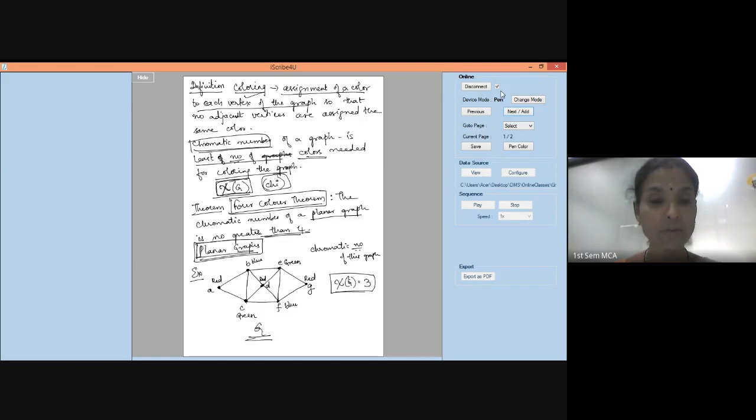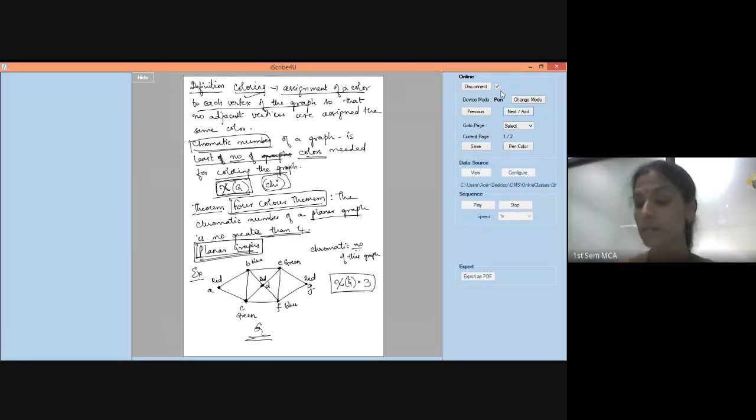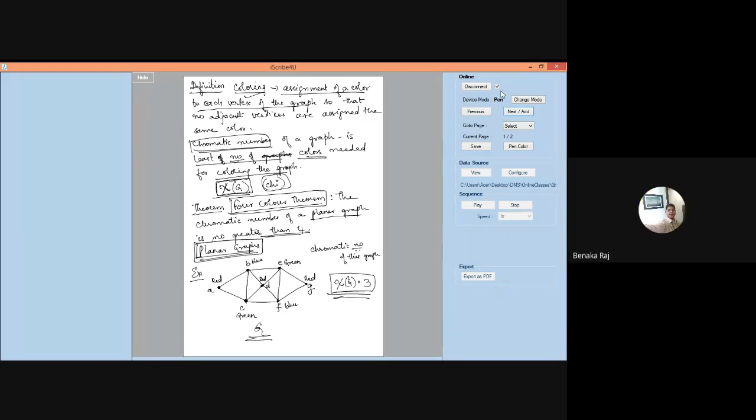Can we color the graph with only 2 colors? No, ma'am. It is not possible because every adjacent vertex should have a different color. It is not possible to do it with 2. The minimum that is required to color this graph is 3. So we call the chromatic number of this graph 3. Is it clear? That is what we call the chromatic number of a graph, or coloring of a graph. Any doubts? No, ma'am.